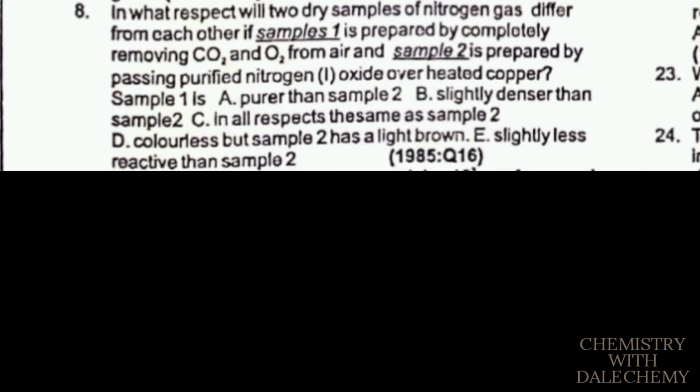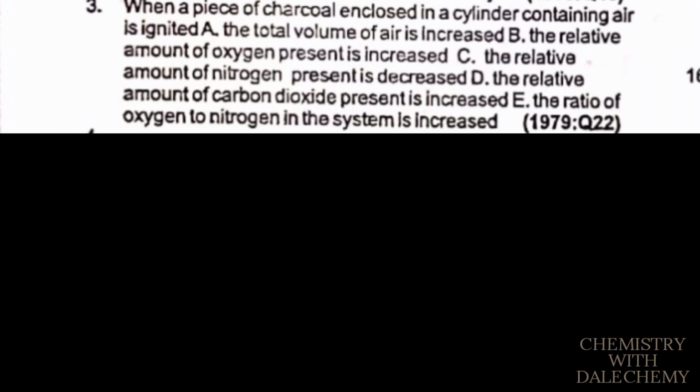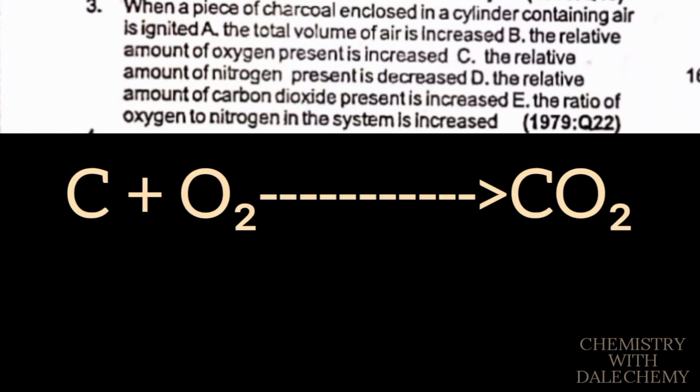And the next question is question 22 of 1979. When a piece of charcoal enclosed in a cylinder containing air is ignited, note that the oxygen component of the air will be used to burn the charcoal. The charcoal is a substance that contains carbon, so which means C plus O2 gives us CO2. So oxygen of the air will be used up and CO2 will be produced from the ignition. So more CO2 will be produced. So the relative amount of CO2 will be increased while the relative amount of oxygen will be decreased.